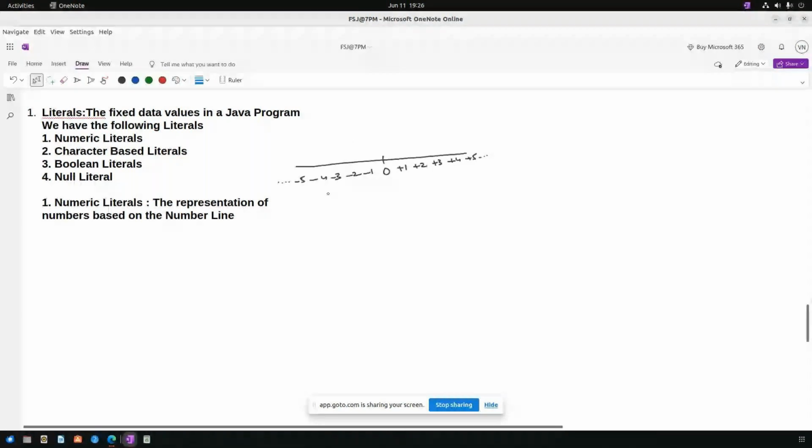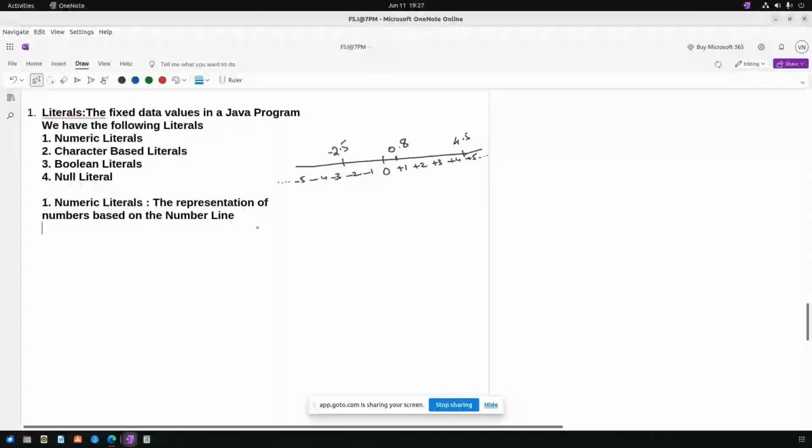The numbers of Java programming will be on this only. So here I can see something like 0.8, which is also a number. Here we can see minus 2.5, and here you can see 4.5. These are all representations of numbers based on the number line. So what do we call them in a Java program? That we need to understand.